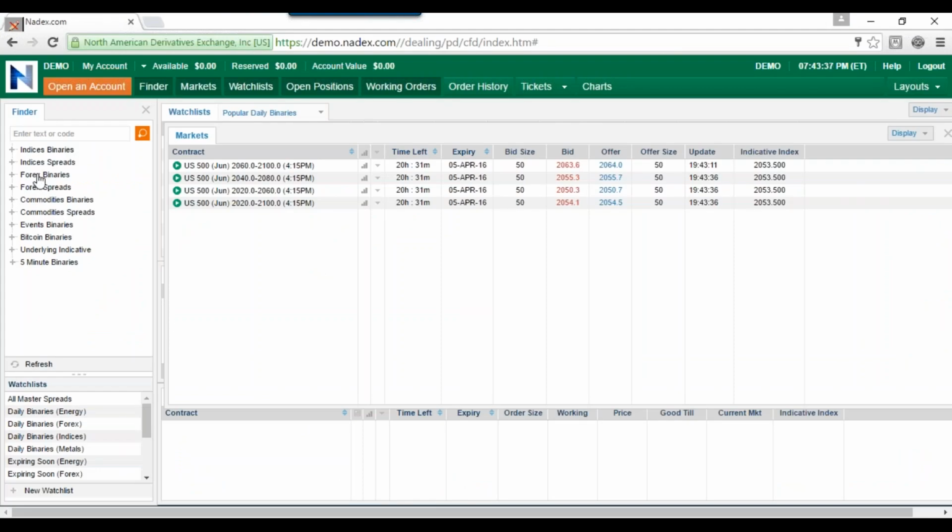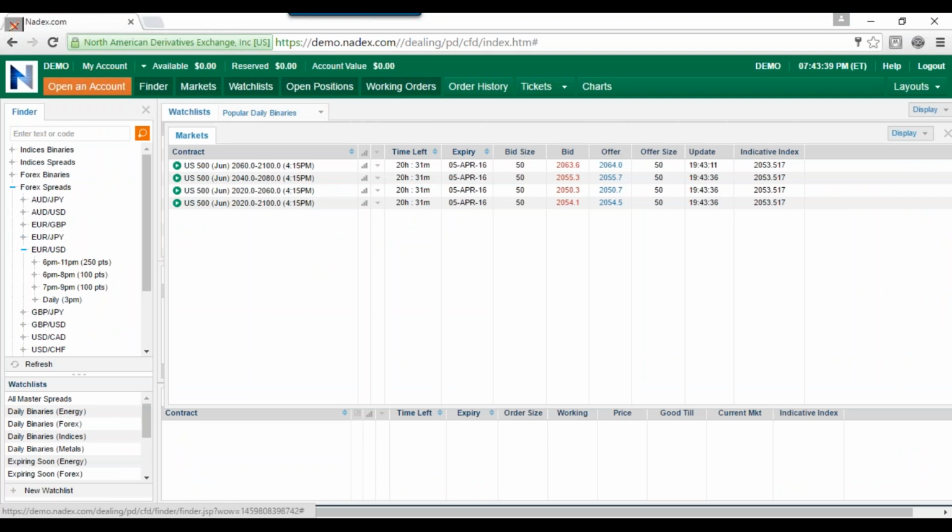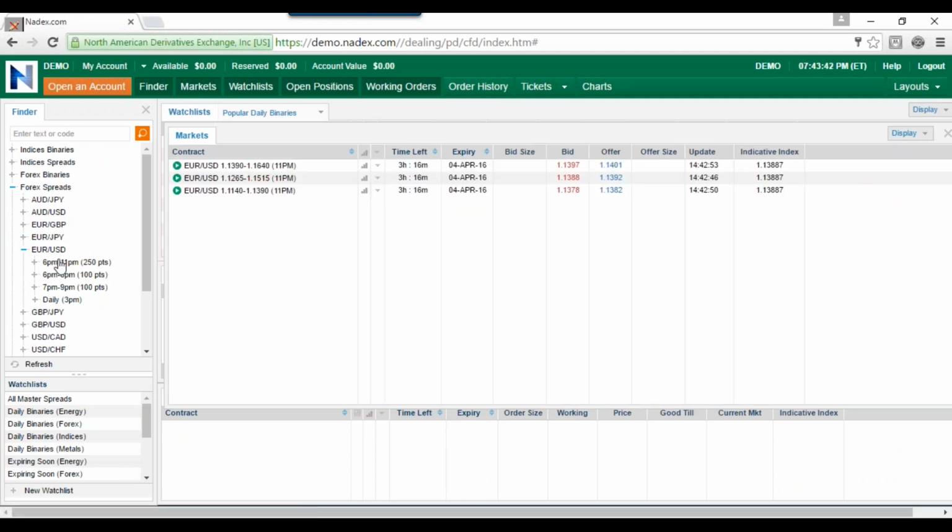If we look at Forex spreads, euro dollar, let's see here. It's at 13.88. These spreads go up to 15.15, 16.40. You've got plenty of room in those spreads. If we pull these spreads up here, again, 13.89, this one goes from 11.40 up to 16.40. You've got plenty of room in all those.